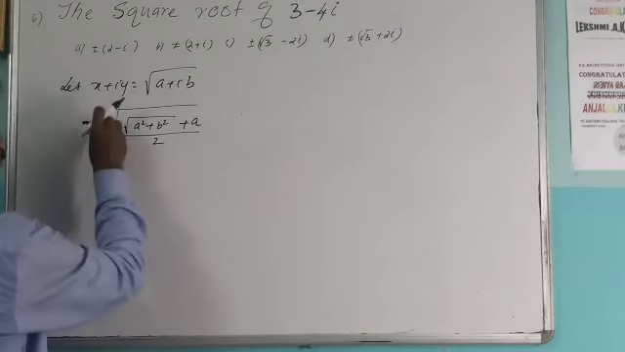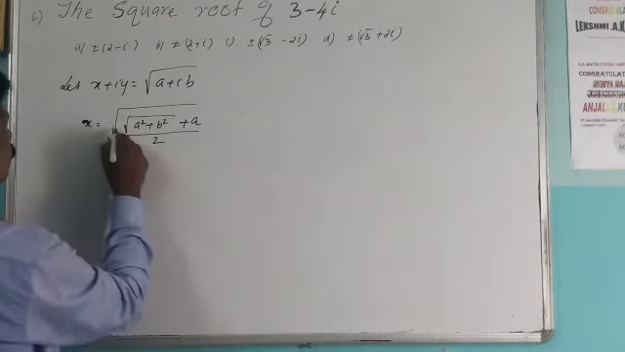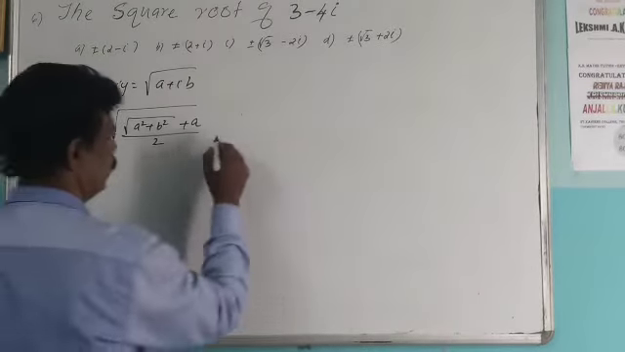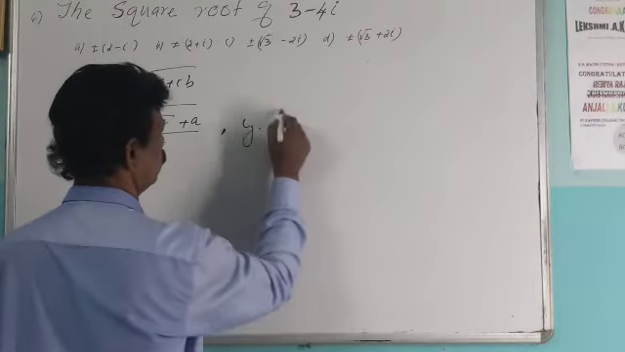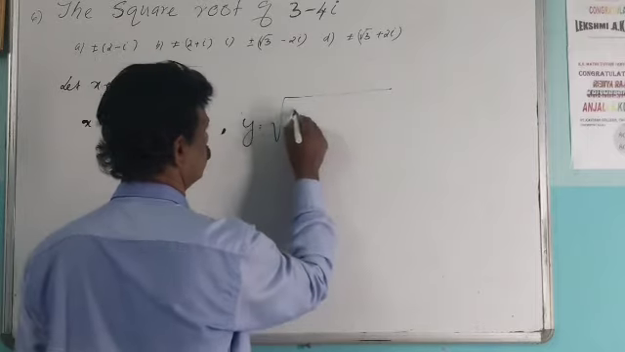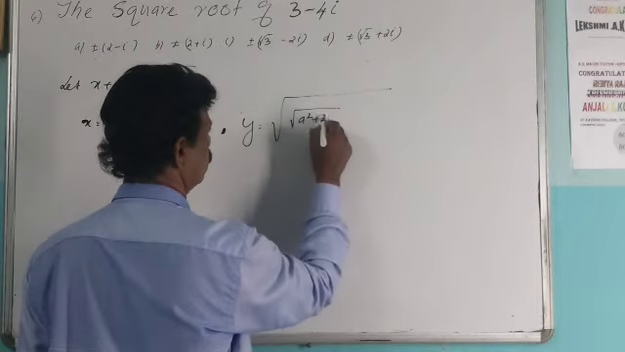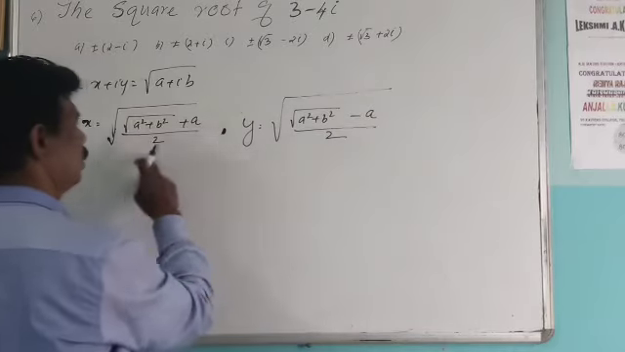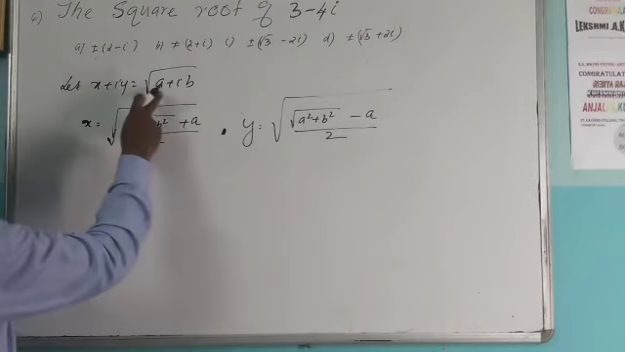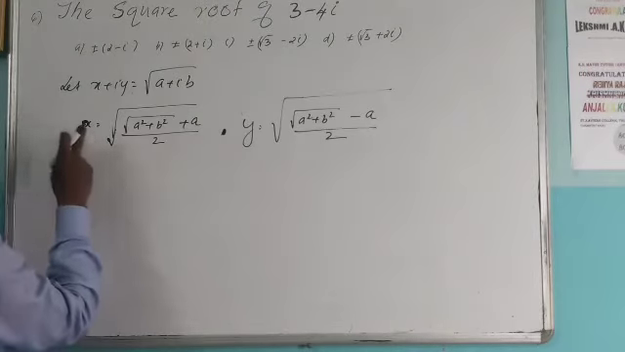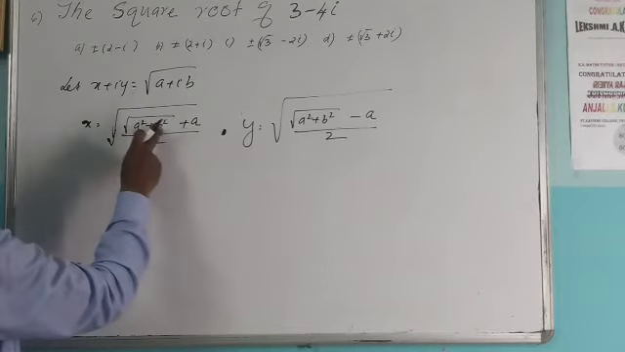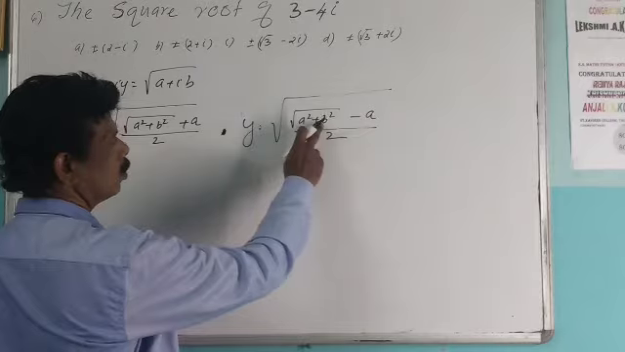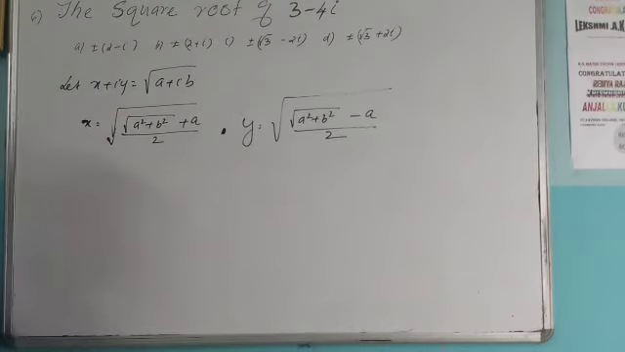And y is equal to the square root of (square root of a square plus b square, minus a) divided by 2. This is x and this is y. Then the square root of a plus ib equals x plus iy, where x is root of (root of a square plus b square plus a) by 2 and y is root of (root of a square plus b square minus a) by 2.